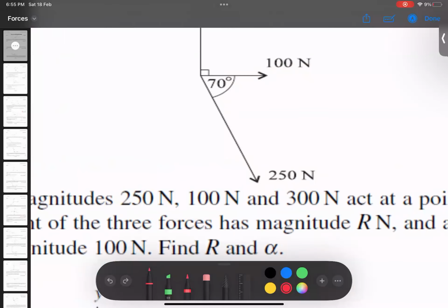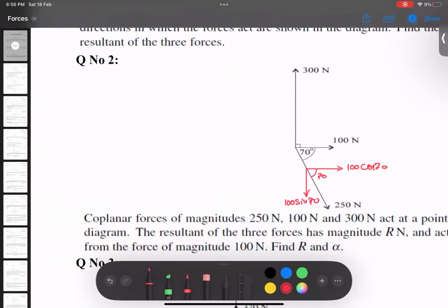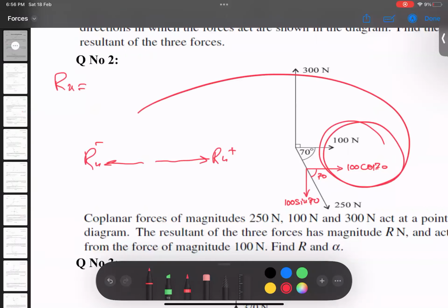But this force acting here has two components, one acting here and one acting here. This 70 is acting here, so I write 70 here. So I think the idea is very clear. This is 100 cos 70 and this is 100 sine 70. Now I'm finding Rx and Ry. Naturally, for Rx we start from the right side because the right side is Rx positive, the left side is Rx negative. So these two forces we will take.